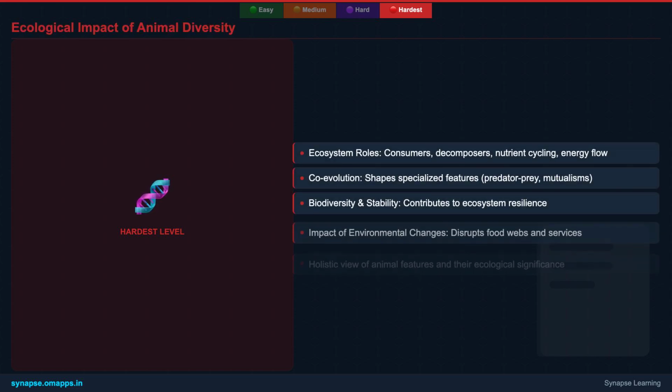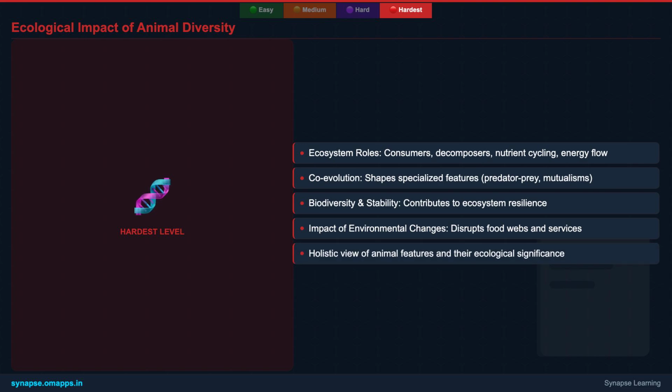Finally, let's consider the ecological significance of this vast animal diversity. The incredible array of animal body plans and features allows them to fulfill countless roles in ecosystems. They are vital as consumers at all trophic levels, driving nutrient cycling and energy flow. Many are also decomposers, recycling organic matter. Coevolutionary processes, like predator-prey dynamics, have shaped specialized features such as mimicry, venom, or keen sensory organs. The sheer biodiversity of animals contributes immensely to the resilience and stability of ecosystems.